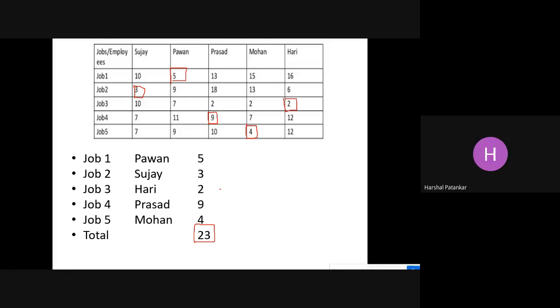Sir, I have a doubt. Sir, why in this problem you have not deducted the highest matrix value? Because minimization is asked, not maximization. If maximization is asked, then only we are doing that.